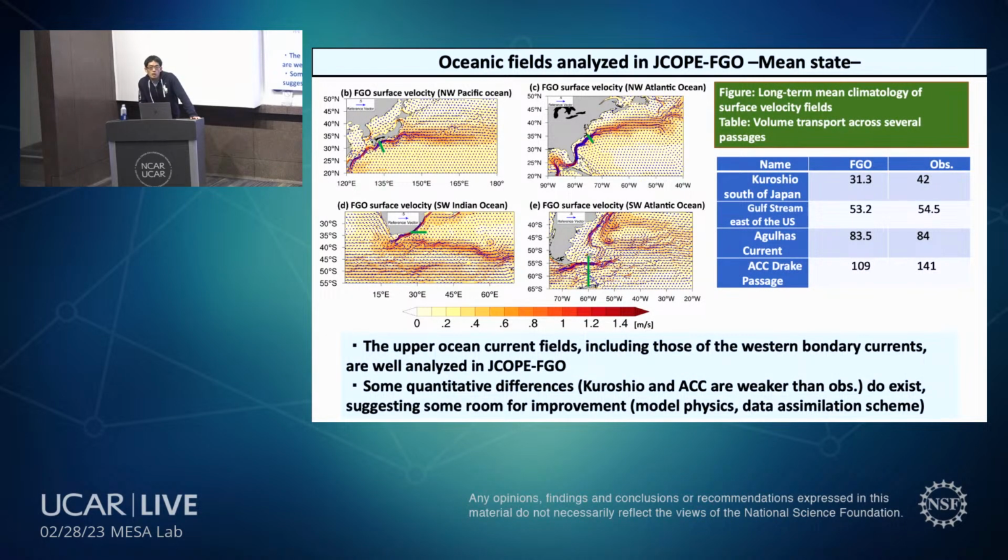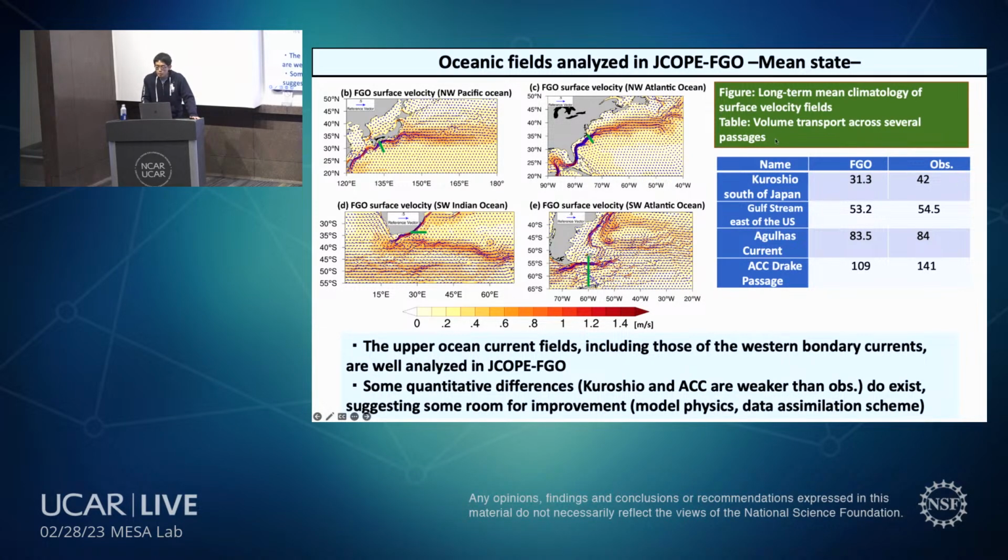And another important feature is the surface velocity field. While the non-eddy-resolving products tend to underestimate the western boundary current jet, this product can reasonably reproduce the spatial pattern of surface circulation. Here we show the long-term climatology of the surface velocity field and its intensity, speed, by colors.